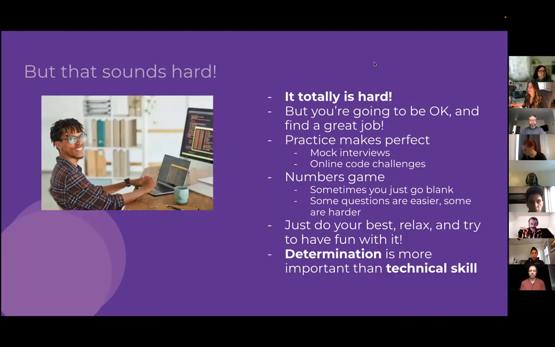Now you're probably saying, but Chris, this sounds really, really hard. And it's fine. It totally is hard. But in the end, you're going to be okay, and you're going to find a great job for real. But the most important thing is that practice makes perfect, and the technical coding challenges are, in a lot of ways, a numbers game. Sometimes you can just draw a blank and have a total brain fart in the middle of an interview.